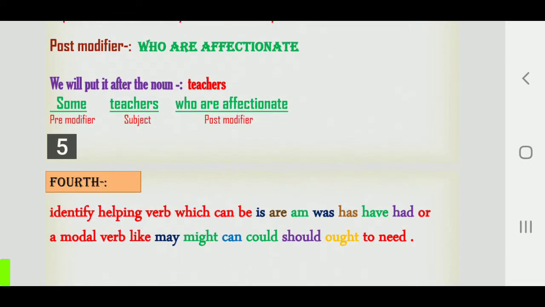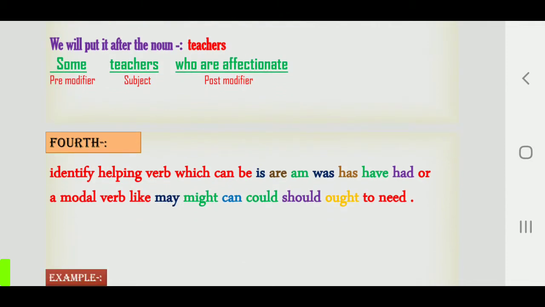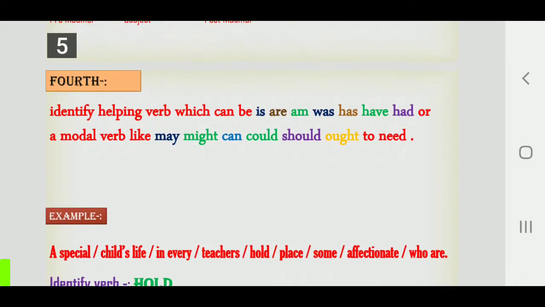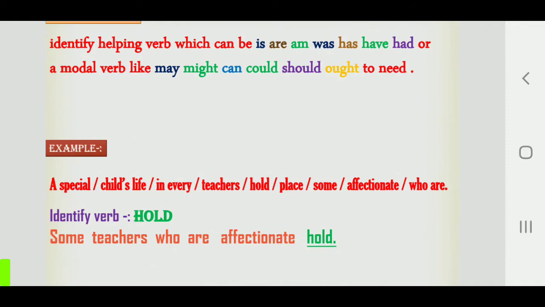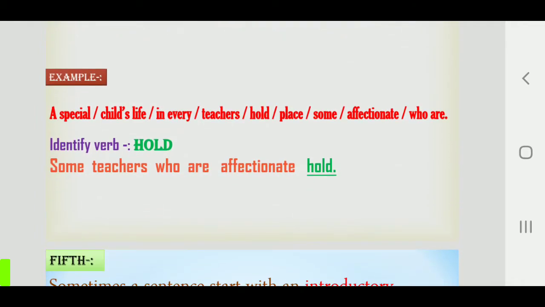Now we come to the next point. We will try to identify the helping verb, which can be is, are, am, was, were, has, have, had, or a modal verb like may, might, can, could, should, ought to, need. And it can be a past participle also. In this case, it is a past participle, and this word is hold. It is the second form of the word held. So we identify the word, and it is hold now.